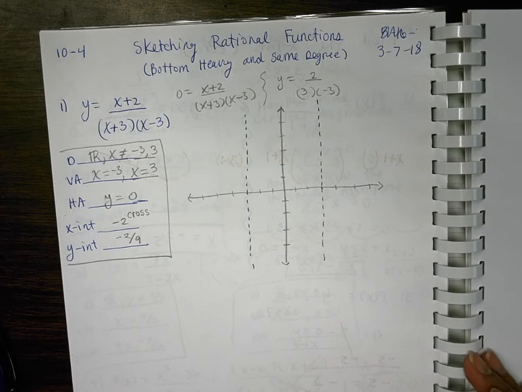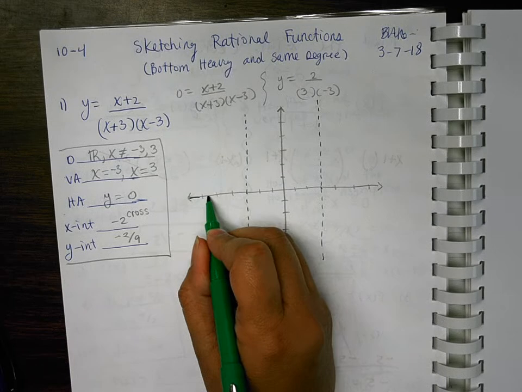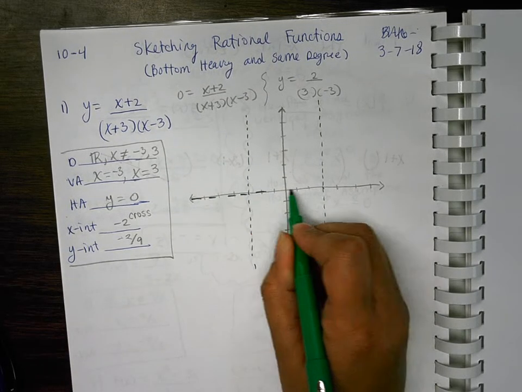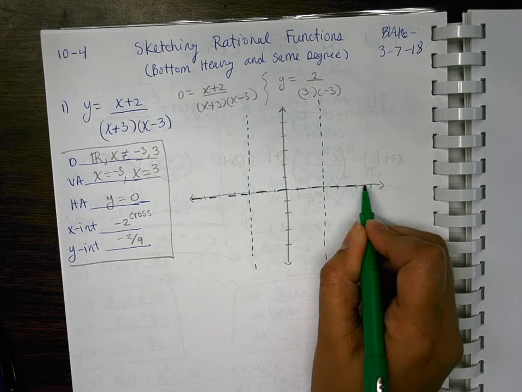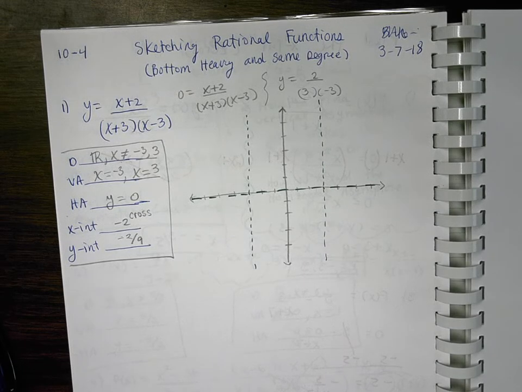And where's my horizontal asymptote? 0. Do you agree the x-axis is the same as the line y equals 0? Yes? All right.